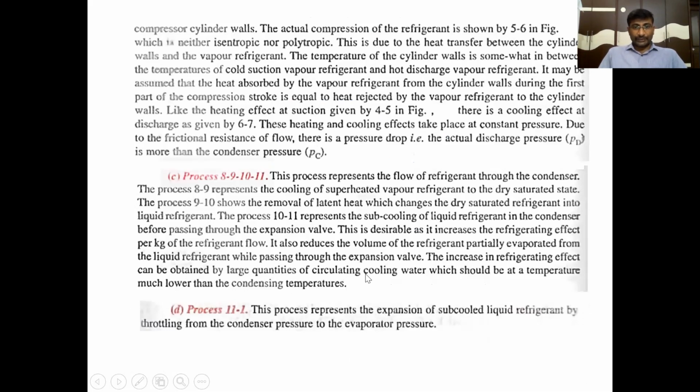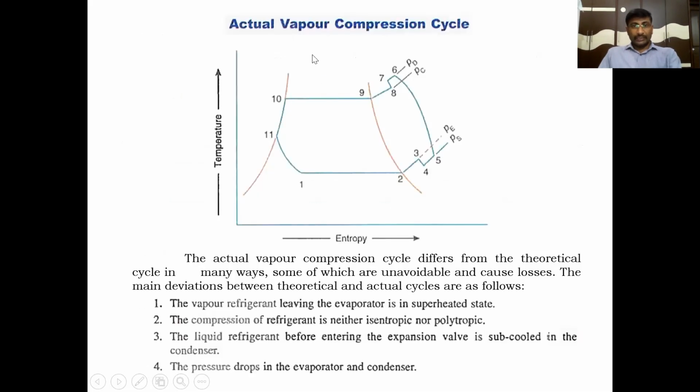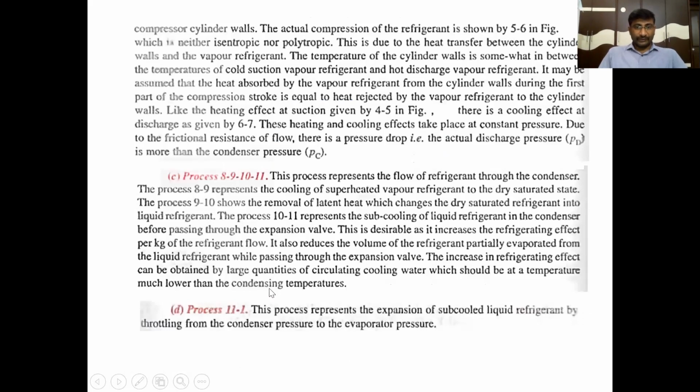The increase in refrigeration effect can be obtained by a large quantity of circulating water, which should be at a temperature much lower than the condensing temperature. How does the subcooling process occur here? The cooling water used must be less than the condensing temperature. When we use water at a temperature far less than this, the subcooling process occurs. Okay? For the refrigerant to be cooled beyond the saturation point, we must use low temperature water as the cooling medium. Clear? This is a large quantity of circulating cooling water, which should be at a temperature much less than the condensing temperature. Then only the subcooling process occurs.